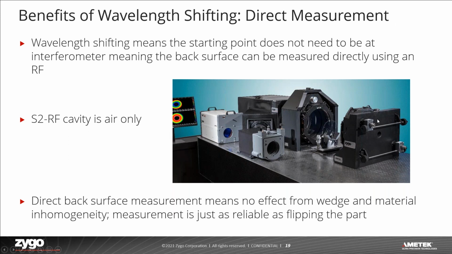You can see a four surface setup, meaning TF, part, return flat, in this picture here. If you look, the back surface of the part to the return flat here is an air cavity only. This gives a direct back surface measurement, meaning that there's no effect from wedge and material inhomogeneity. So the measurement is just as reliable as if you physically flip the part.